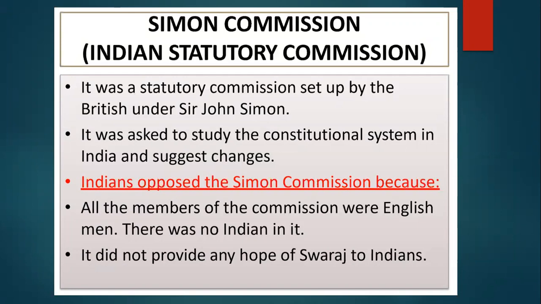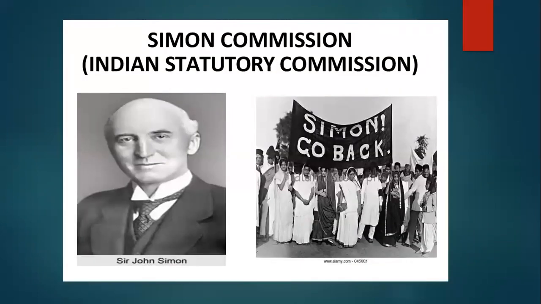So they opposed it by using banners and rallies, and they didn't allow Simon to come and establish their commission or start their constitutional changes. You can see in this picture how people are standing there with the banner Simon Go Back, because we don't need a commission which is going to make any constitutional change where there is not a single Indian member. And how can they understand the problem and make any positive change? That was in the people's mind.